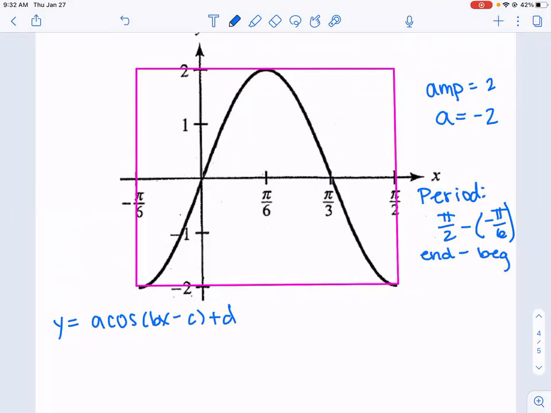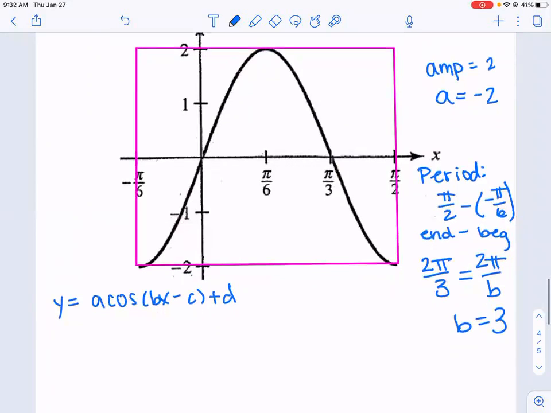So pi over 2 plus pi over 6 is what we're dealing with. Well, pi over 2 is the same thing as 3 pi over 6. Do you agree? So we have 3 pi over 6 plus 1 pi over 6, which is 4 pi over 6, aka 2 pi over 3. And if our period is 2 pi over 3, we know that that equals 2 pi over b, and b is 3.